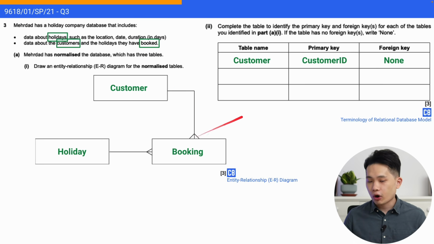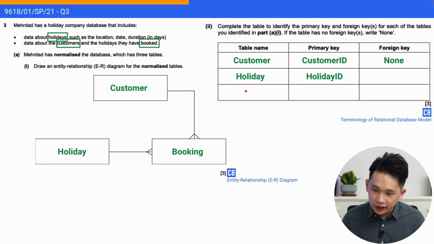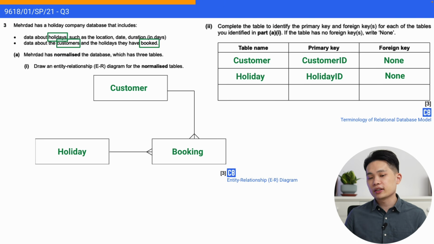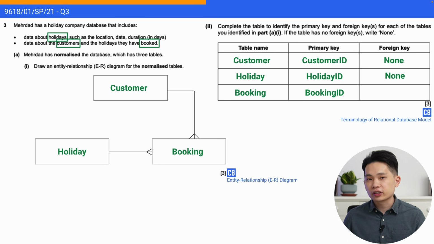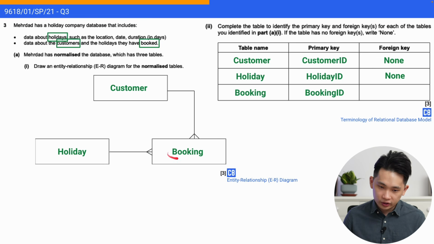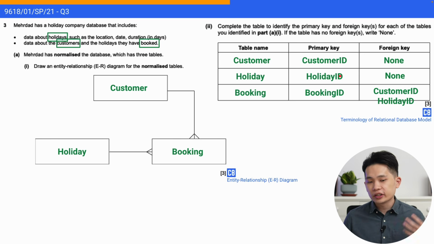And the next will be the holiday table. What's the primary key? It will be just the holiday ID. Does it have any foreign key? Same thing, it will be none again. And finally will be the booking table. What is the primary key for the booking table? It will be booking ID. And for foreign key, we can see that for this booking table, customer has a one-to-many, and then holiday has a one-to-many. Therefore, the foreign keys will be both customer ID and holiday ID. So this is how you could fill in the table based on the ER diagram.